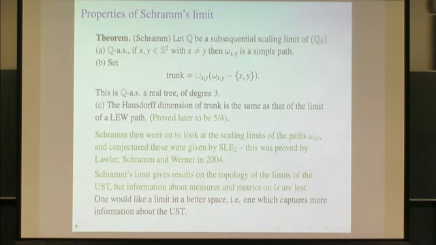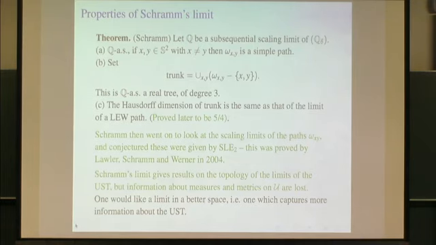Is that just a consequence of countable stability? Sorry? I mean, yes, I think it just comes because it's a countable union of those things. I mean, his actual statement was, if the Hausdorff dimension of the limit of the loop-erased random walk lies in an interval, then the Hausdorff dimension of the trunk lies in the same interval. And then, of course, it could be improved when people did get better results. So he then went on to look at scaling limits of these paths, conjectured these were given by SLE2, and as I said, this was proved by Lawler, Schramm, and Werner in 2004.